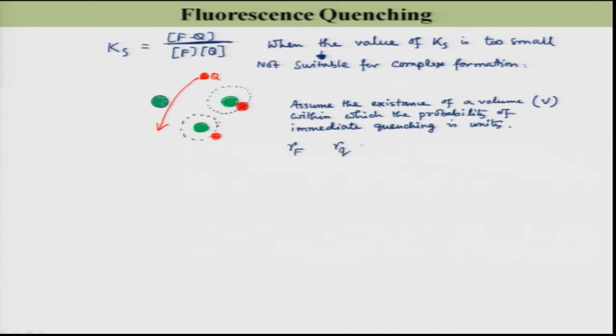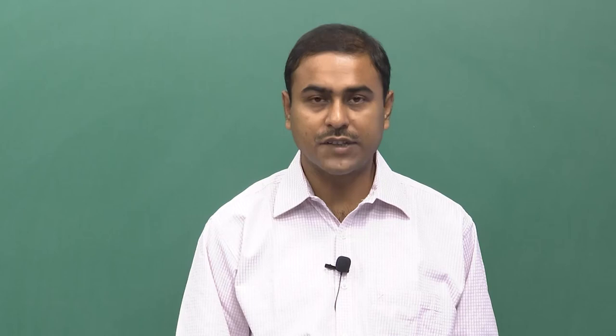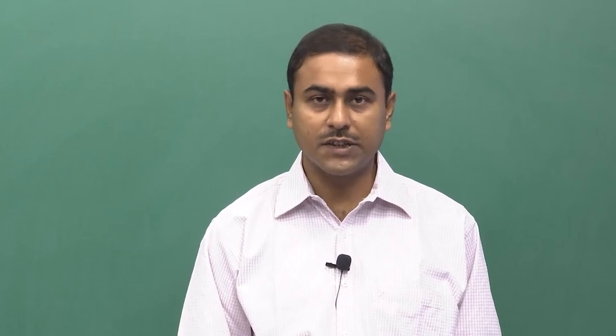so that particular volume V is equal to 4 by 3 pi (R F plus R Q) cubed, right? It is about this kind of volume. So if the fluorophore is present within it, then the probability of quenching is unity. That is what I assume, right? And let me also tell that the mean number of quencher molecules within this volume V is lambda.